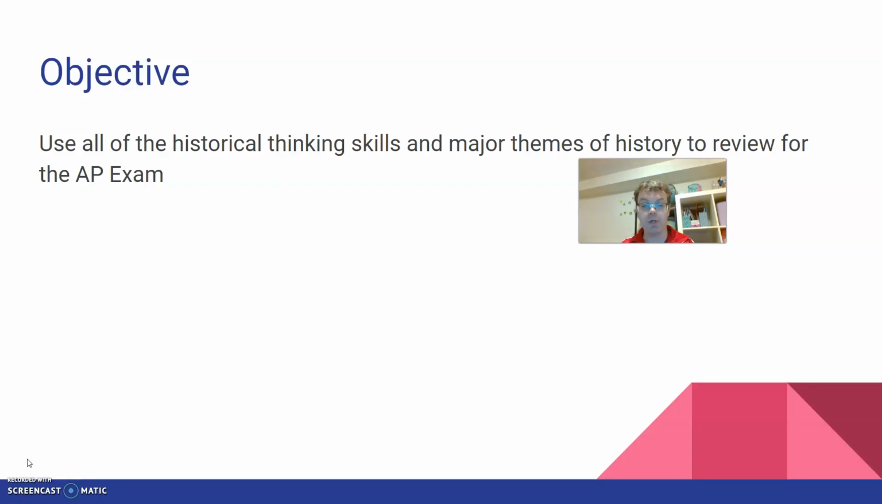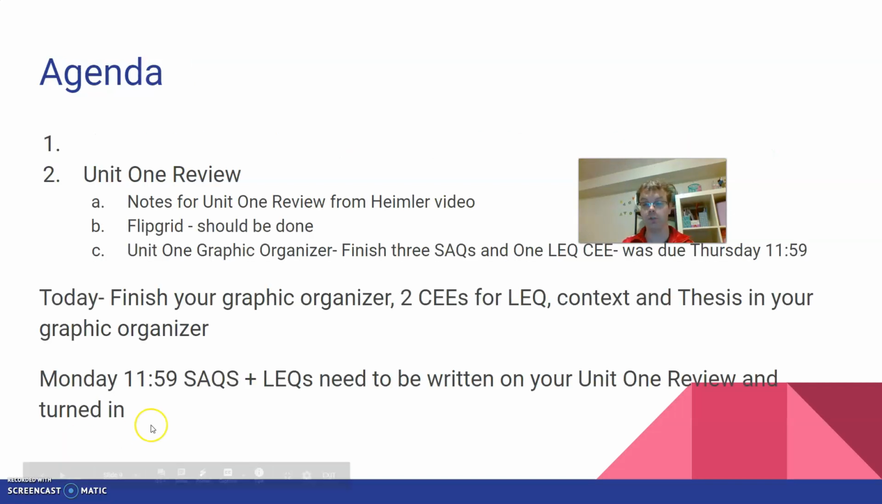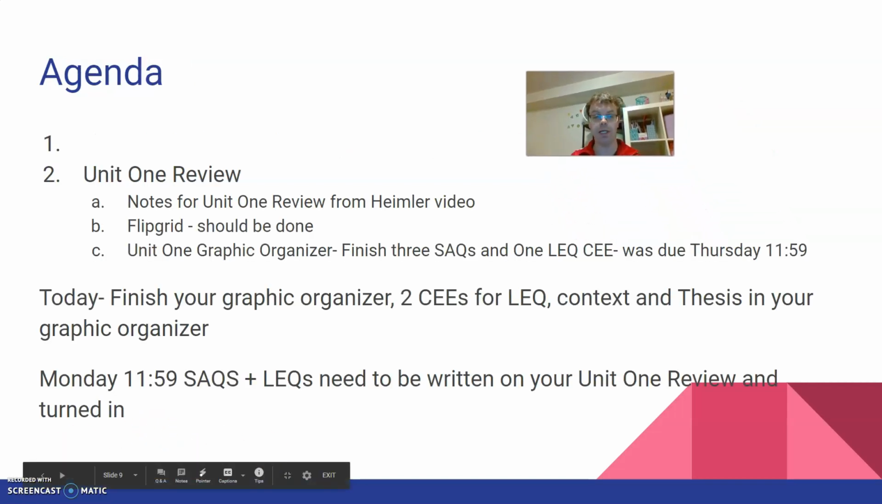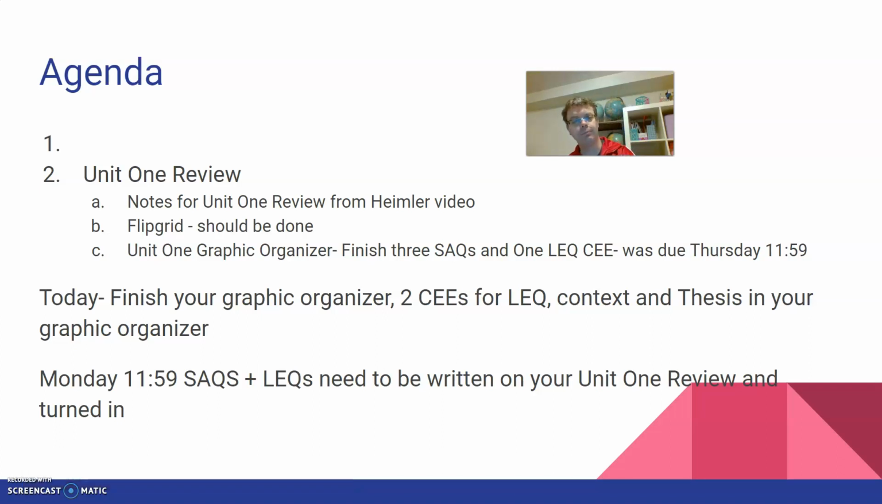Our objective throughout this is we're going to use all our historical thinking skills and major themes of history to review for the AP exam. And we are on Unit 1 review. So let's go ahead and look at our agenda. No number 1 there, so let's skip to number 2. All right, so we're looking at our Unit 1 review, and let's take a look at it piece by piece. If you're a little behind, let's see everything that you have to get done.